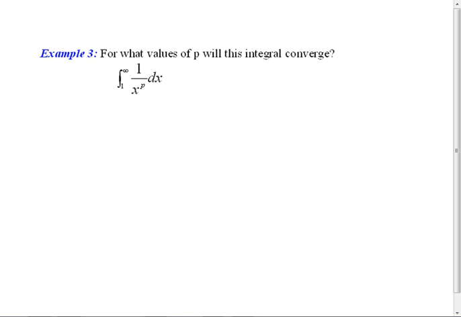There are more examples here, we might as well review this. What has to be true about p? Greater than 1. This is the p series. And I've seen that on the test.